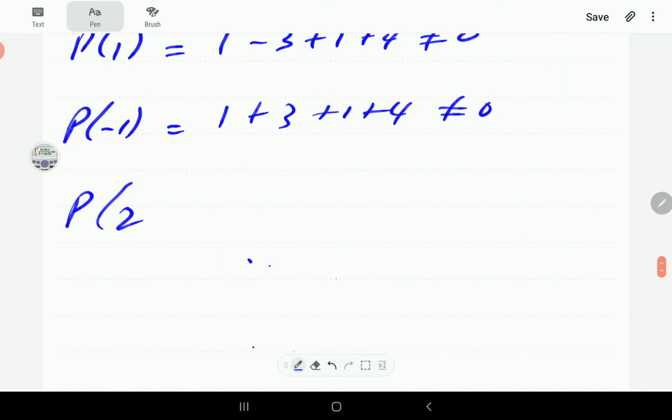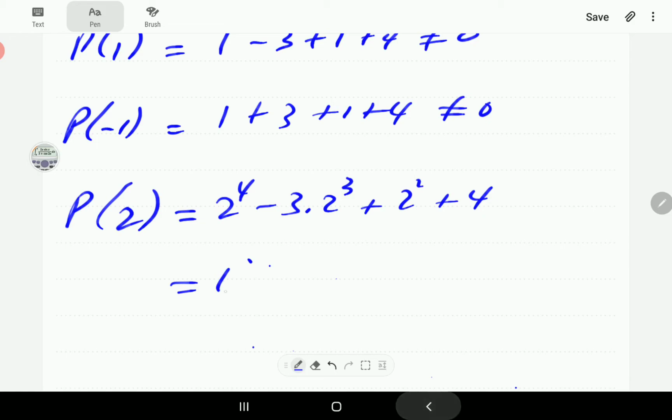Then we go on to 2. When we plug in 2, we're going to have 2 to the power 4 minus 3 times 2 cubed plus 2 squared plus 4. 2 to the power 4 is 16.